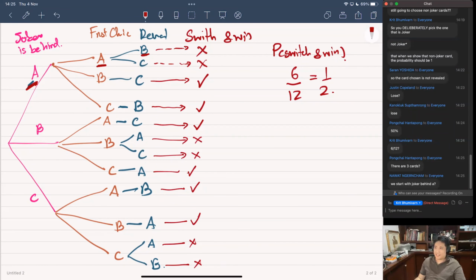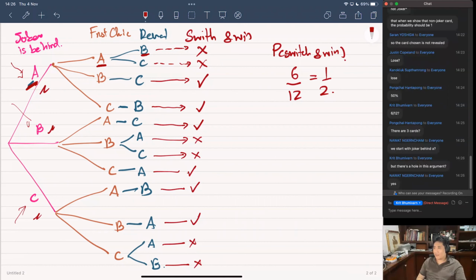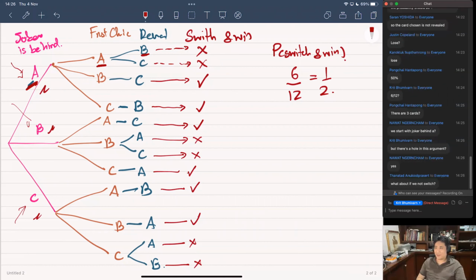We start with the joker behind A. You can start with the joker behind anything. Now what? We already covered all the cases. There are 3 cards, and we start with the joker behind each. We cover every case, right? Joker behind A, joker behind B, joker behind C. Yes, there's a hole in this argument. There's a really, really big hole in this argument.